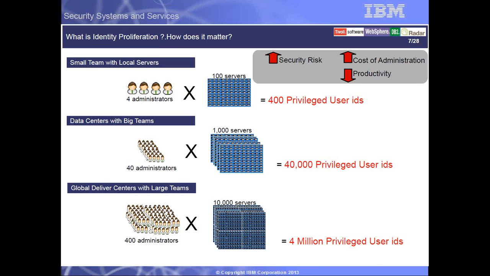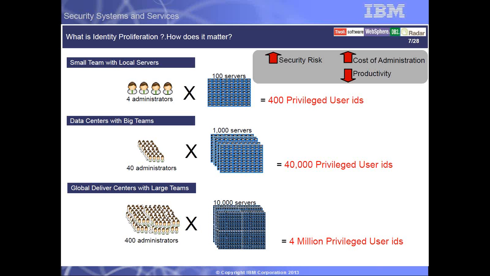Okay, now let's talk about identity proliferation. We have been using this term for a while now. So basically, let's take a scenario here. You have a small team with few servers. You have 4 administrators, 100 servers. Each one has an ID on each of the servers, so 400 privileged user IDs.